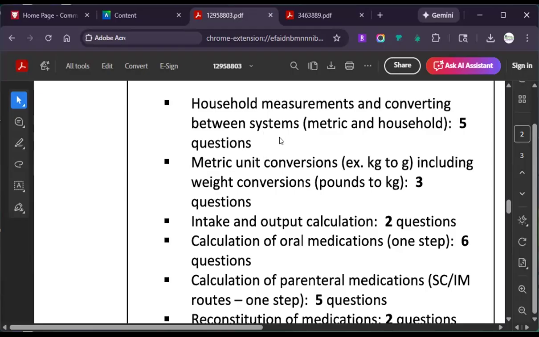All right. So the first section, the first five questions or so, will come from household measurements and converting between systems. What I mean is you need to know how to convert between pounds and kilograms, ounces and milliliters, liters and ounces, and teaspoons, tablespoons, and milliliters.